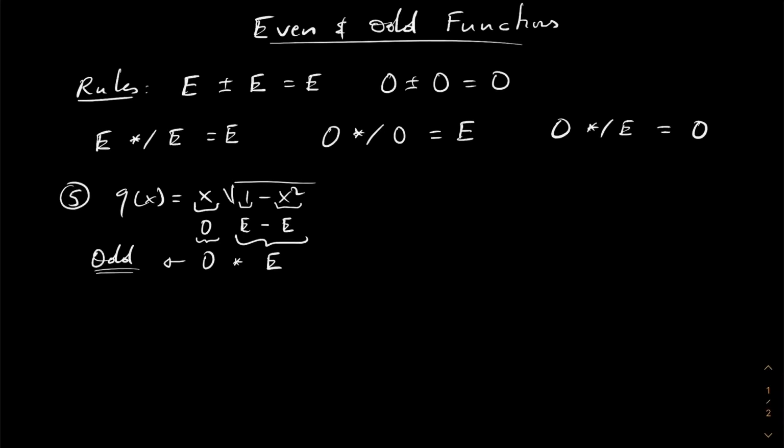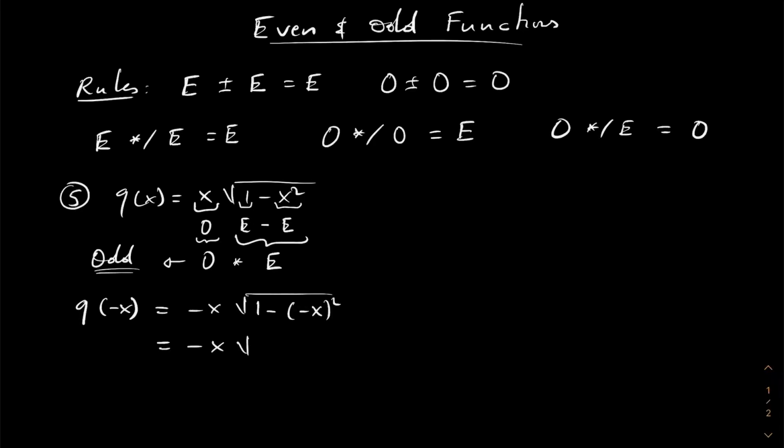But just to show you that that's actually true, let me go ahead and solve this and show you that this is actually odd. So I'm going to start with writing q of negative x, and I'm going to see what this turns out to be. And so that's going to be negative x in parentheses multiplied by the square root of 1 minus, in parentheses, negative x, close parenthesis, squared.